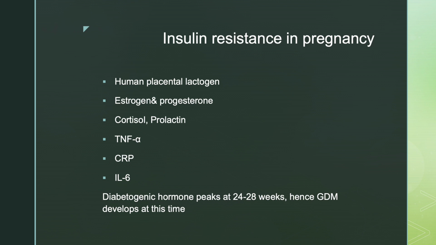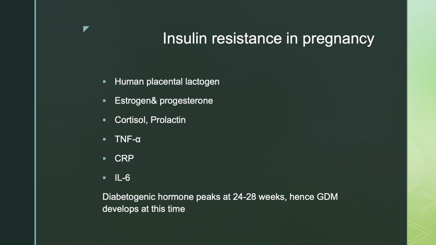So we have said that pregnancy is an insulin resistant state or a diabetogenic state. What are the factors which contribute to insulin resistance in pregnancy? We all know the placenta will produce so many steroid hormones, and the main one is human placental lactogen. Other hormones like estrogen, progesterone, cortisol, and prolactin also contribute to insulin resistance.